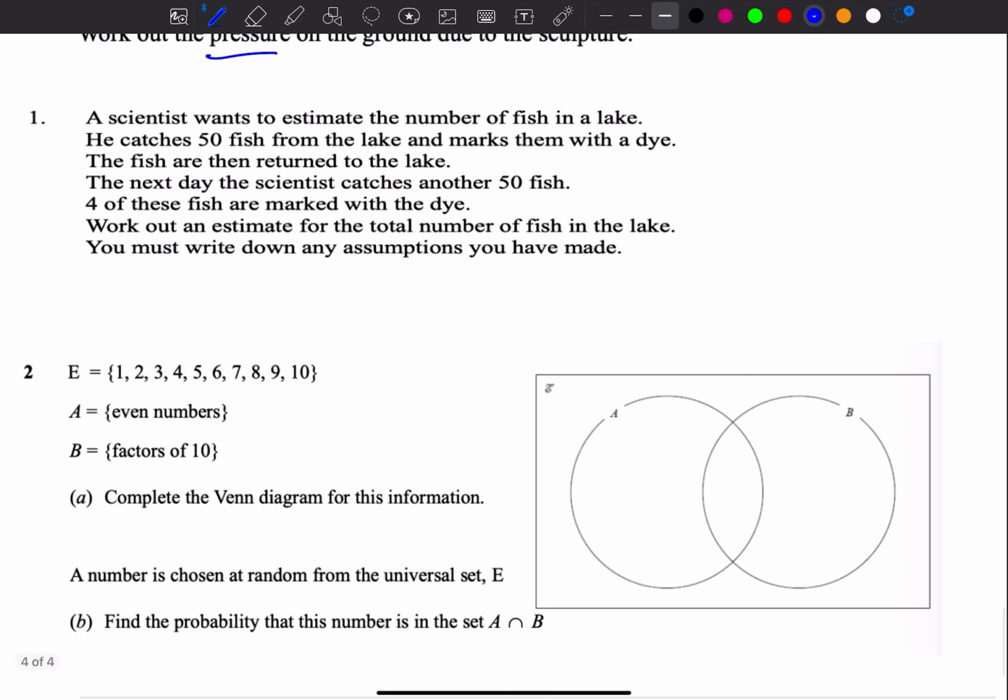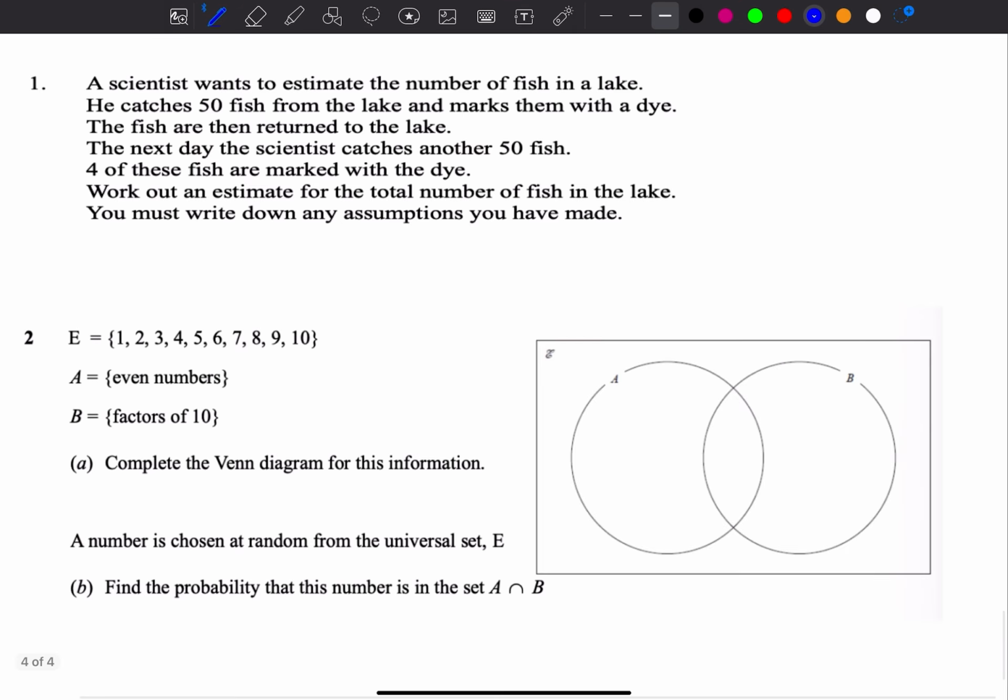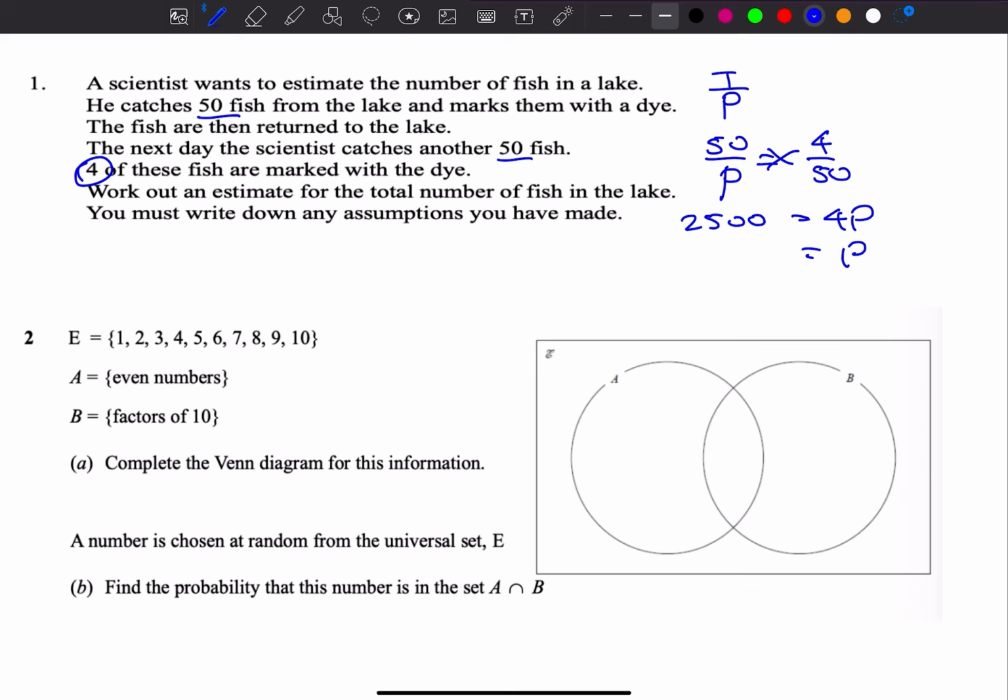Here, this would be what? Capture, recapture. Tag over population. How much is tagged? 50 caught and tagged. Population. 4 were tagged, 4 out of 50. Times it out. 4p is 25 times 25 and 2 zeros. P is 625. What is the assumption you made? No die was erased.